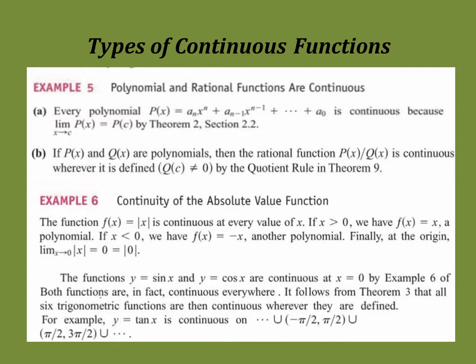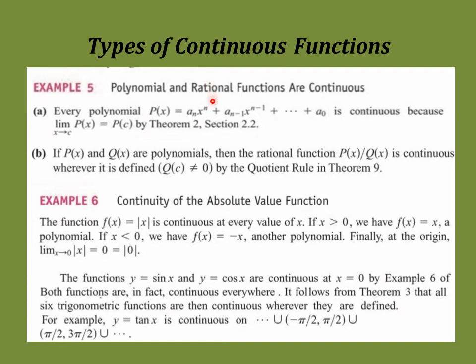Now another type of continuous function is the polynomial function. This is the formula of the polynomial function. So any polynomial function is continuous. Thus, because we substitute the value of x in the terms of the function, the limit will be equal to the value of the approached value for x in the polynomial. So then the polynomial function is a continuous function.